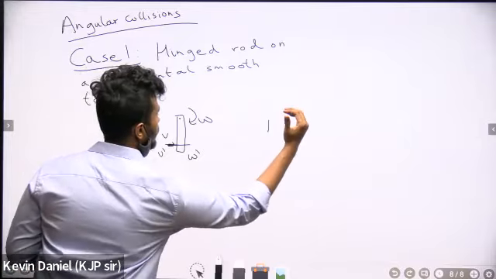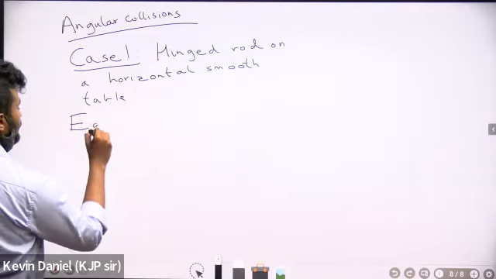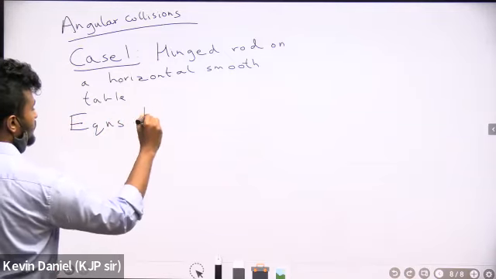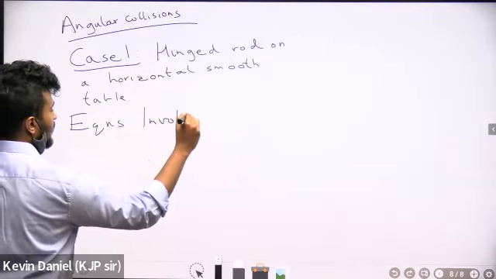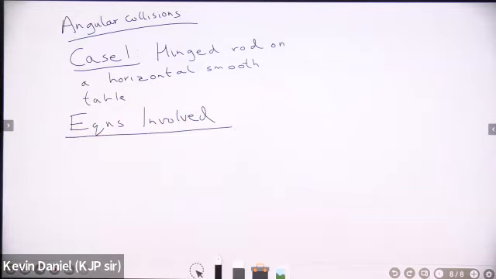Okay. All right. So in this case, let's see what are the equations involved. So if you have a hinged rod, these will be the equations involved. I'll walk you through the equations and then I'll give you a question that you can try and solve. So two equations will be involved, very similar to what we just did with the merry-go-round.